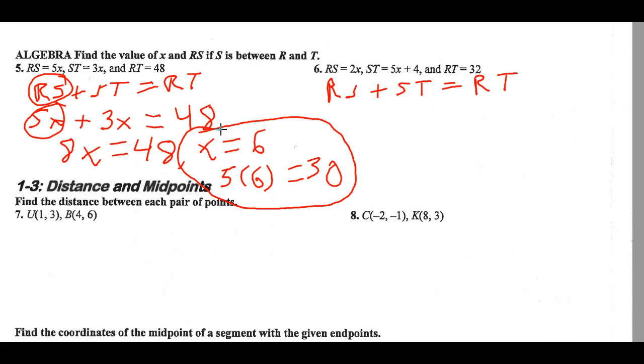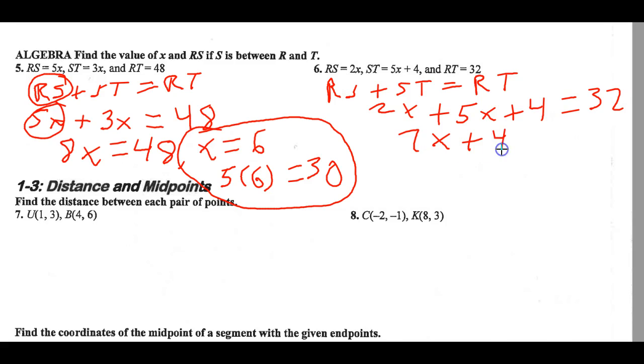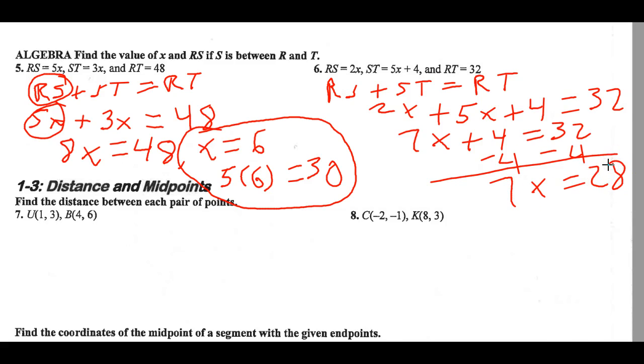Okay, so in number 6, what do we have? We know that RS is 2x. We know that ST is 5x plus 4. And we know that they sum to equal RT, which is 32. So combining like terms, we would have 7x plus 4 equals 32. Subtract 4 from both sides. So I have 7x equals 28. Divide by 7. x is 4.